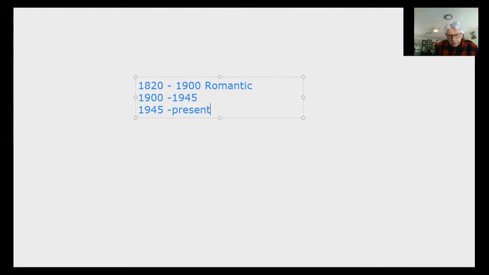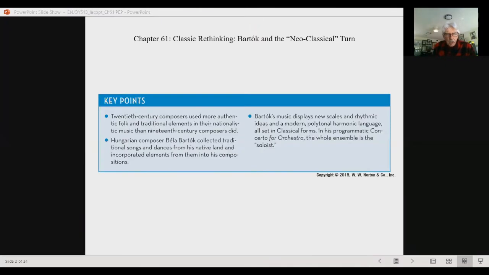Okay, let's go to the PowerPoint. Okay, chapter 61. So it tells us here 20th century composers used more authentic folk and traditional elements in their nationalistic music than 19th century composers did. Remember about nationalism. We say it's about some element of your country, not necessarily that it's patriotism, but it's relative to your culture and your country.